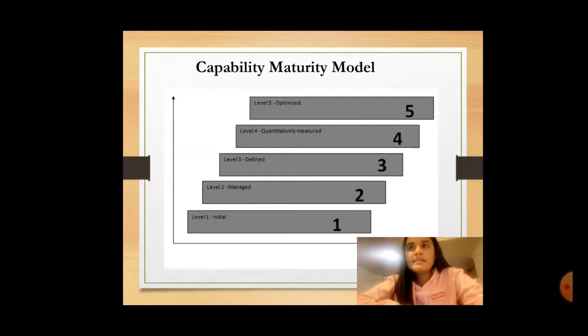The fourth slide is about the capability maturity model. It has various sequences of steps that are performed in the procedure for any action. Level 1 is initial, level 2 managed, level 3 defined, level 4 quantitatively measured, and level 5 is optimized. These sequences of activities have the first step as the initial process, where the whole process of doing the activity will start.